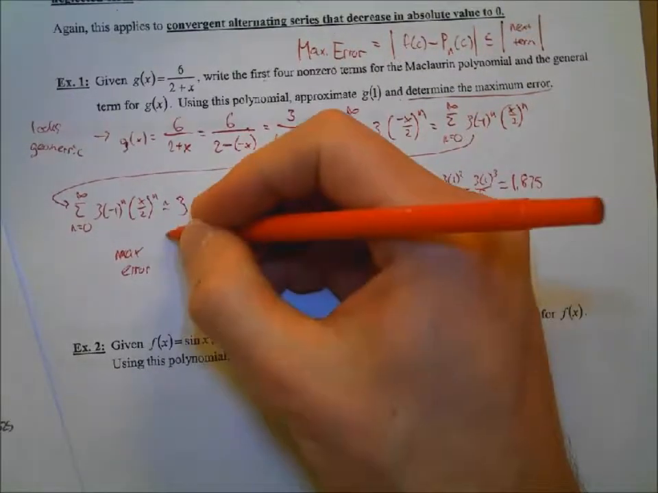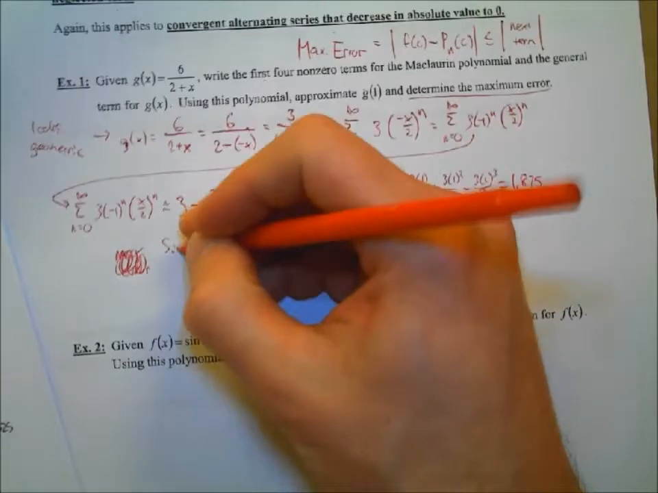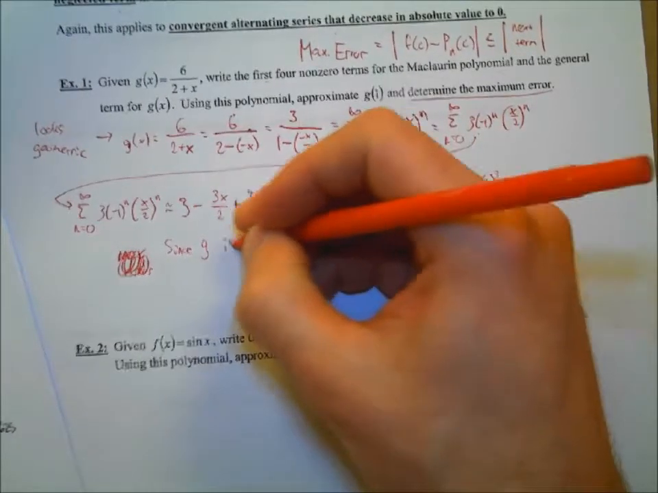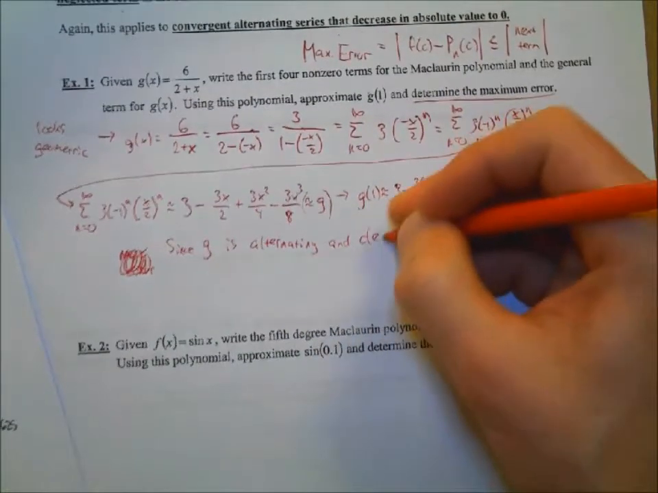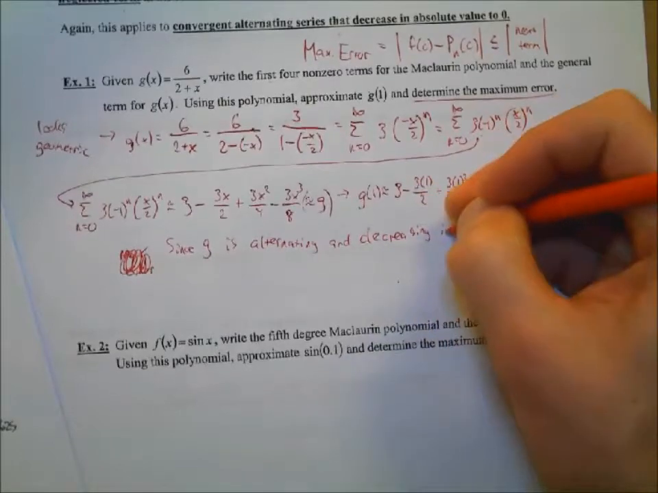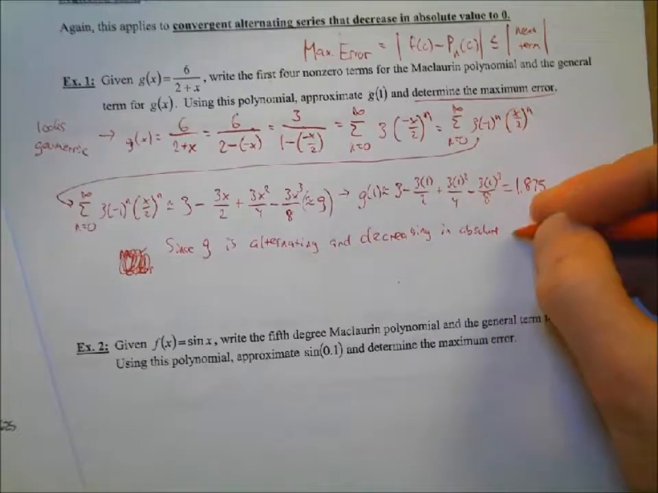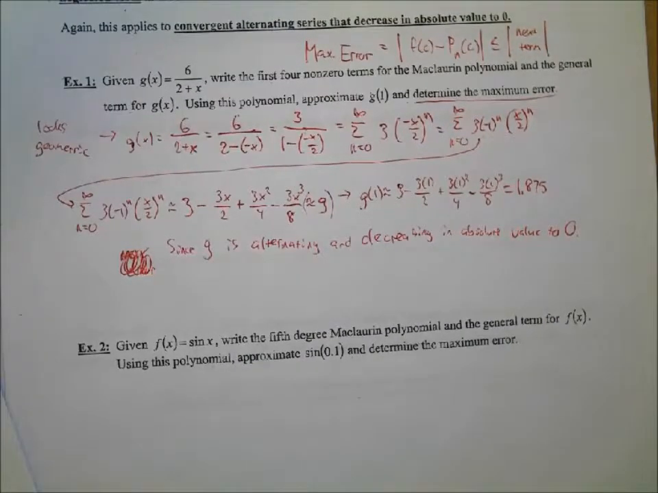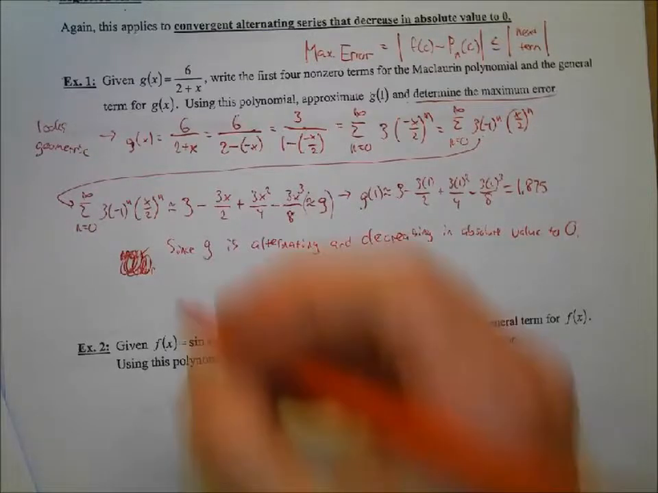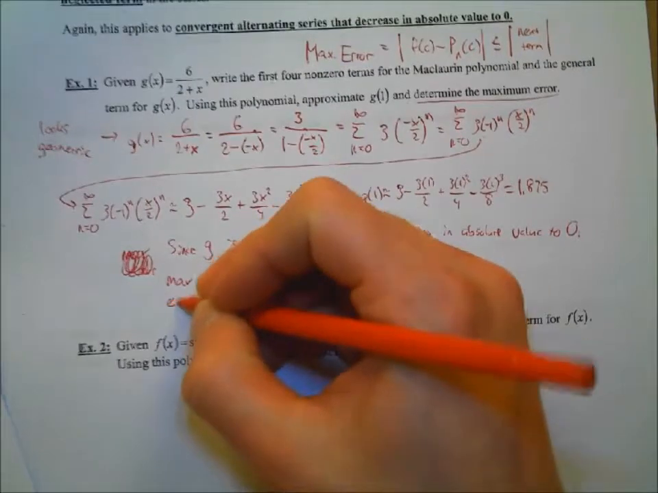So since g, I'm going to put that in here first, actually, before I put max error. So since g is alternating and decreasing in absolute value to 0. Okay, since g, or our power series there, is alternating and decreasing in absolute value to 0, the terms are getting smaller and smaller, then we can identify this max error. Okay, so now I'll write max error there.